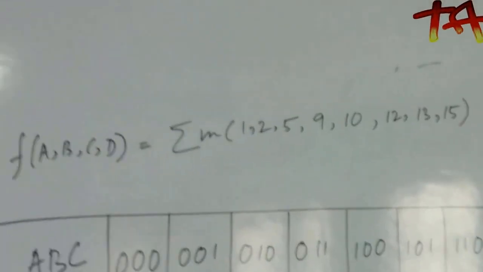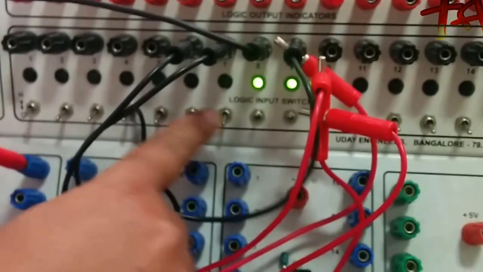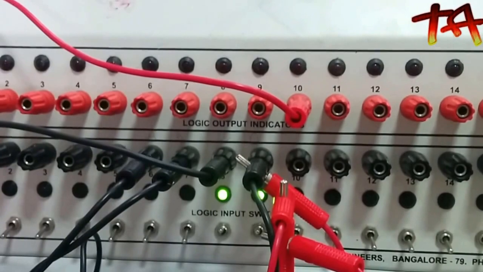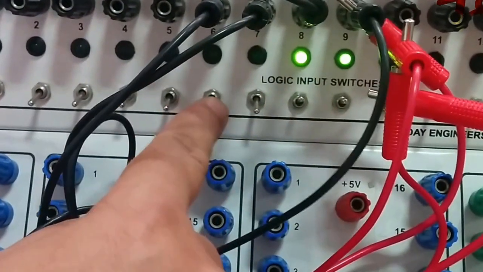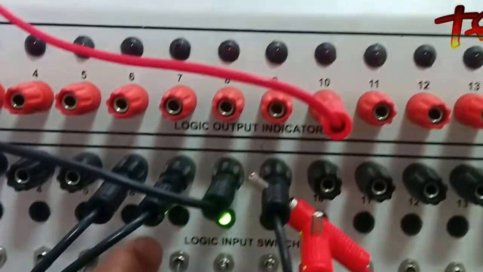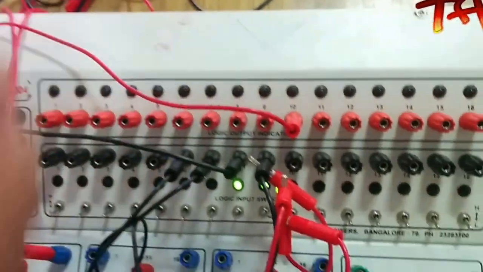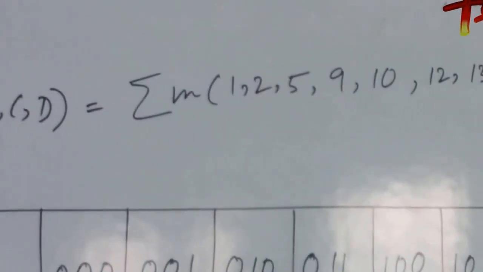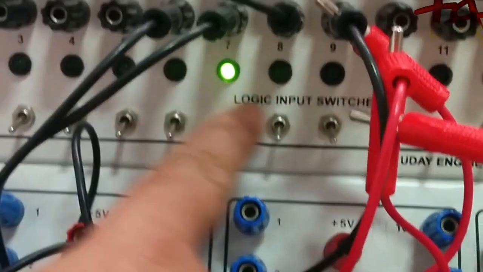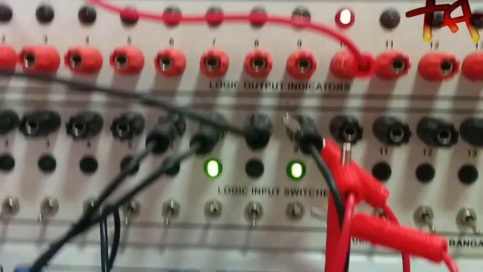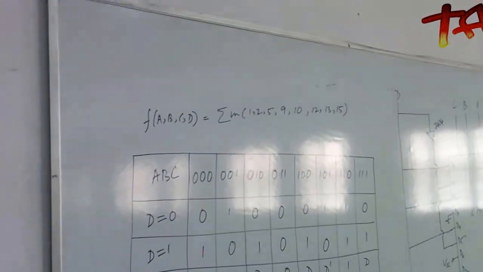Then 3 is absent, 3 is not there in the expression. Therefore for 0 0 1 1, the output is low. Also 4 is not there, so for 0 1 0 0, decimal 4, the output is low. Now 0 1 0 1 is 5. It is available, therefore the output is high.